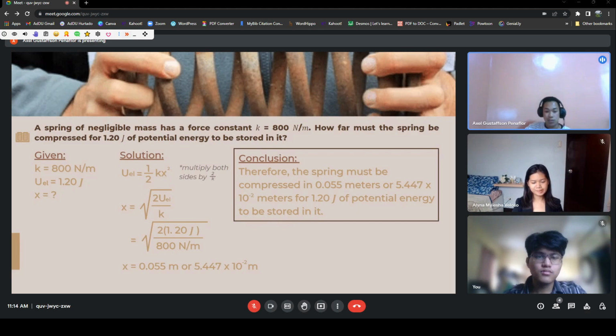From the new equation, we substitute the given values. This makes the equation x equal to the square root of 2 multiplied by 1.2 joules over 800 newtons per meter. Thus, we'll be able to derive the final answer of 0.055 meters, or 5.477 times 10 to the power of negative 2 meters in terms of scientific notation.